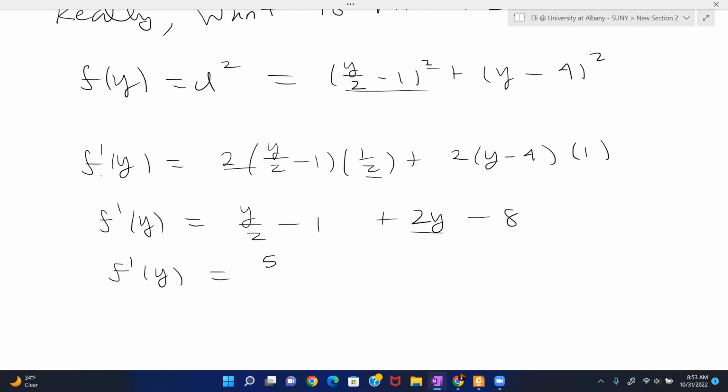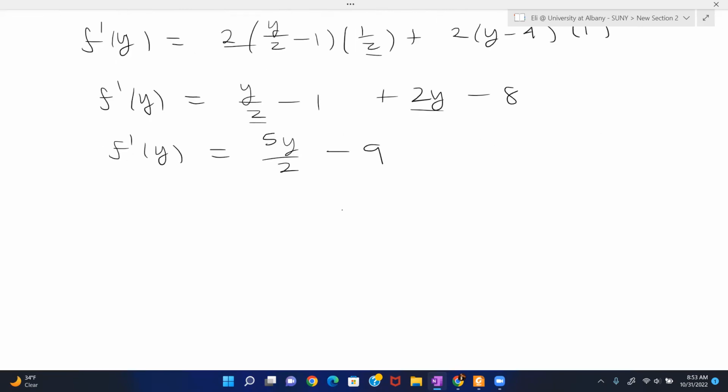Sorry, yeah, so write this as 4 over 2. So then when you add it with the y over 2, you get 5y over 2 minus 9, but that doesn't seem right. Maybe it is. Anyways, so that implies that the critical value is given by, so it would be 18 over 5. That doesn't seem right. Looking at the book.